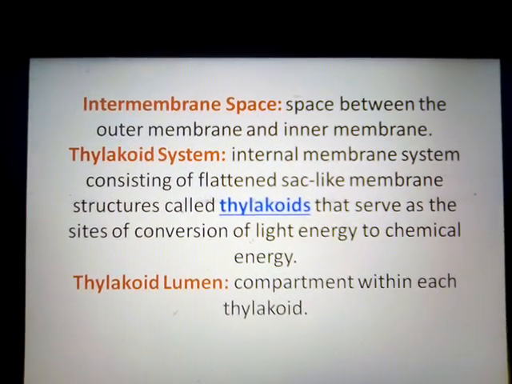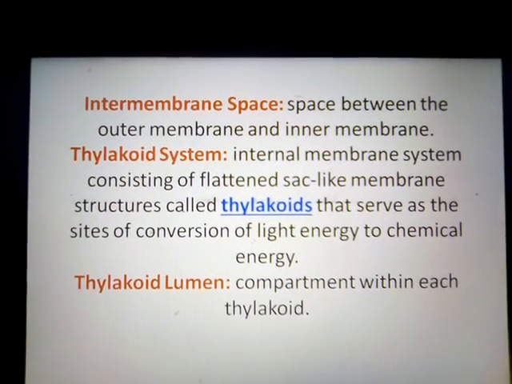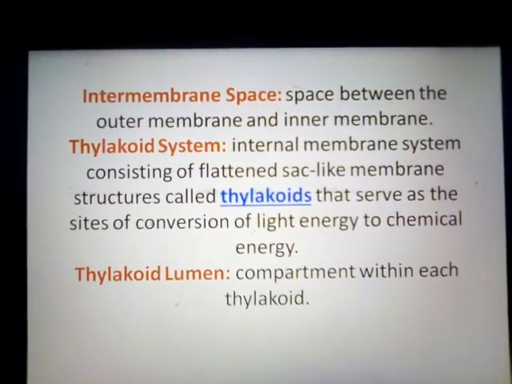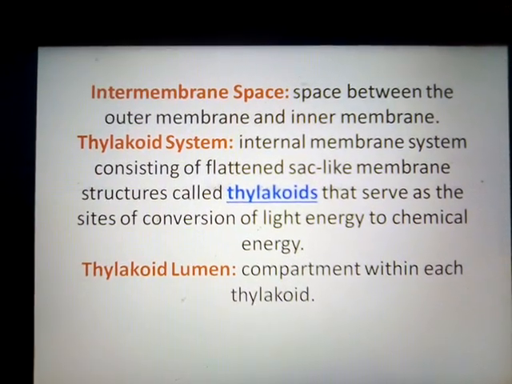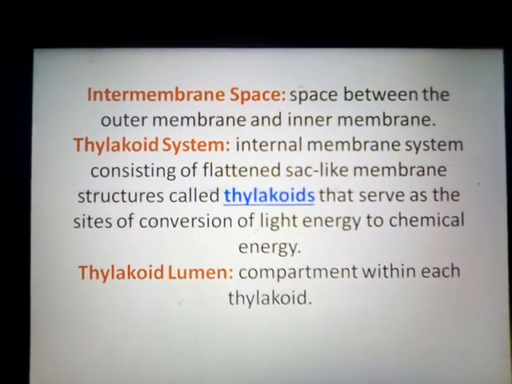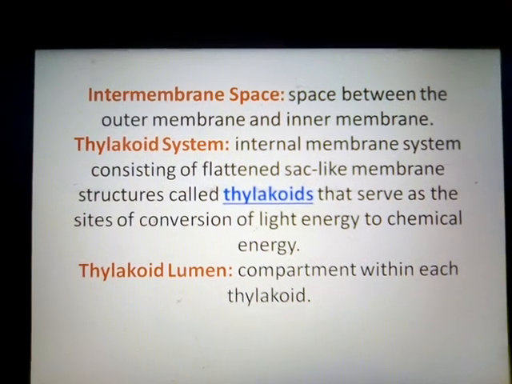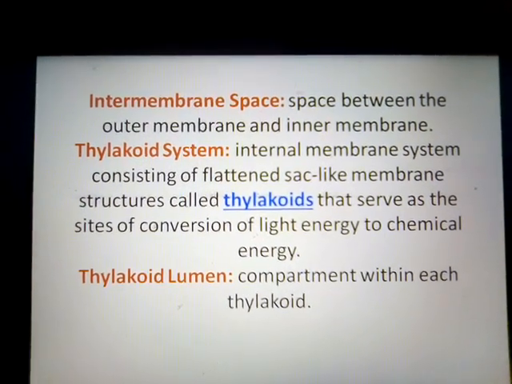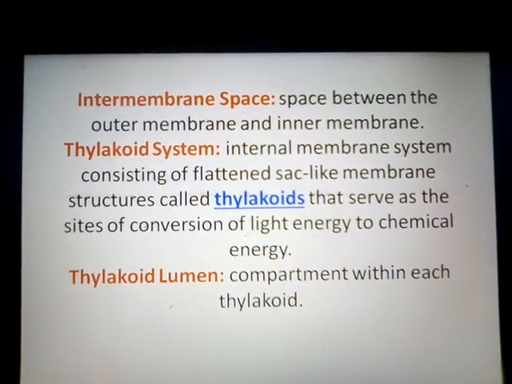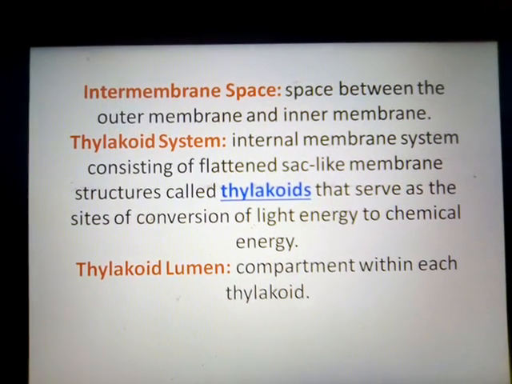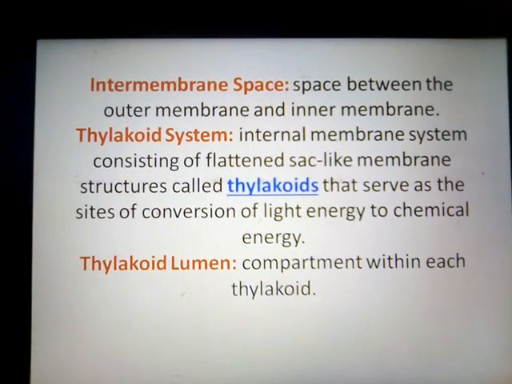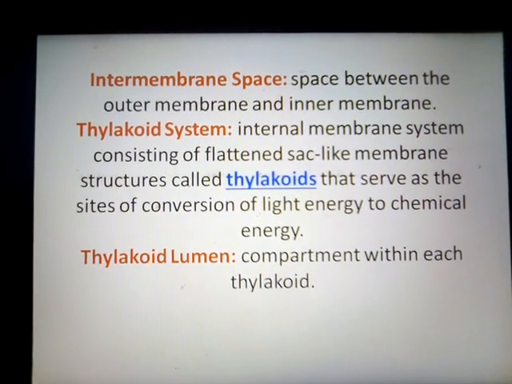Intermembrane space. This is a space between the outer membrane and the inner membrane. Thylakoid system. Internal membrane system consisting of flattened sac-like membrane structures called thylakoids that serve as the sites of conversion of light energy to chemical energy. Thylakoid lumen is a compartment within each thylakoid.